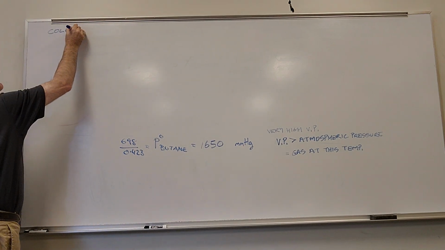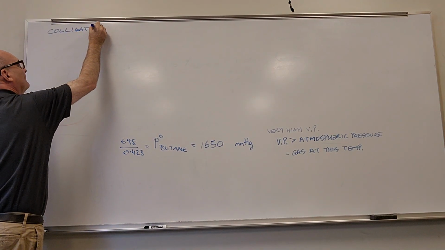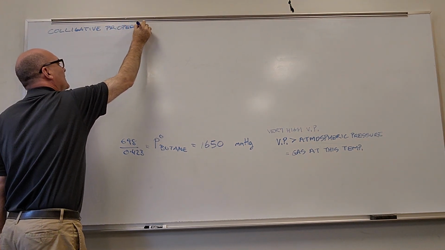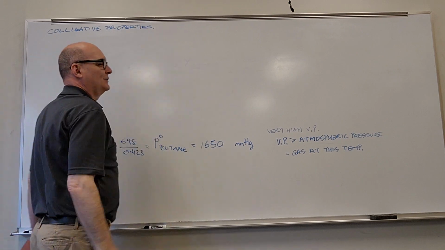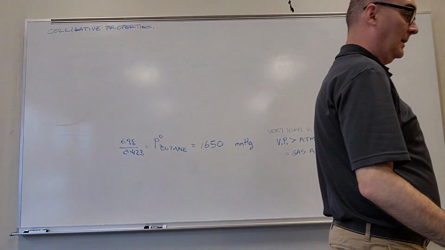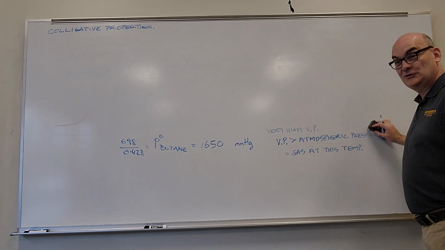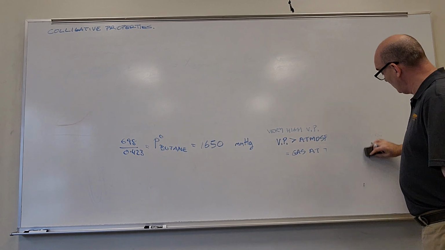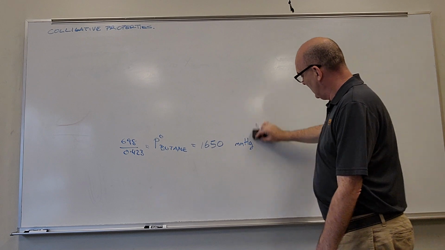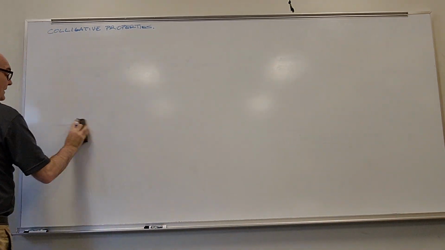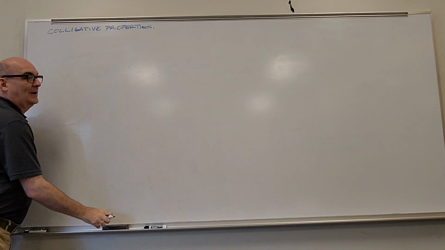Okay. Let's give you one of these. Colligative properties, the ones that show up in general chemistry, are elevation of boiling point and depression of freezing point. Those are the big ones. And depression of freezing point and elevation of boiling point is all about vapor pressure.